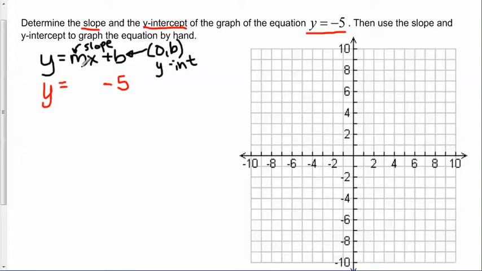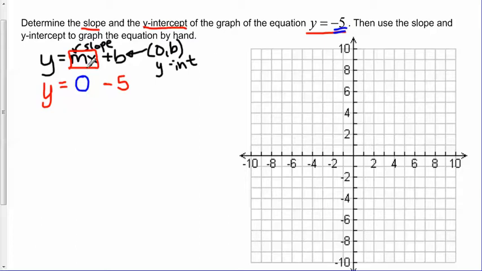So I have to figure out what's happened to this mx term. What's going on here? Why is that not showing up? Well, when things are being added or subtracted and they're not appearing, that must mean that it equals 0, right? 0 minus 5 is -5. So this is equivalent to the equation that we started out with.